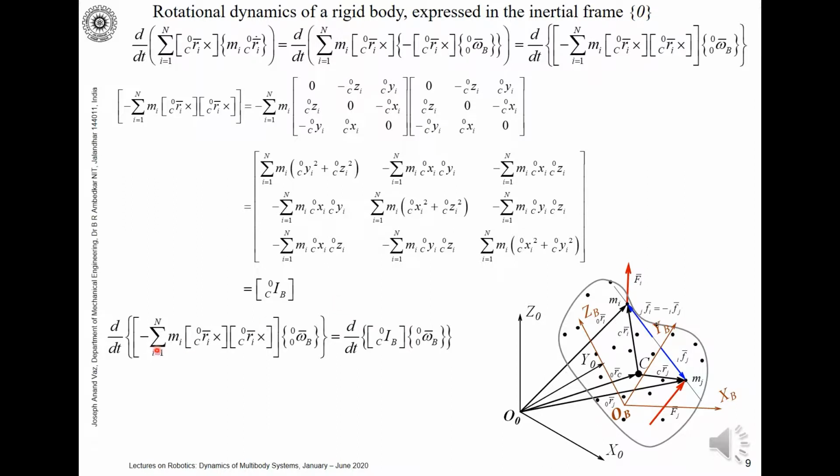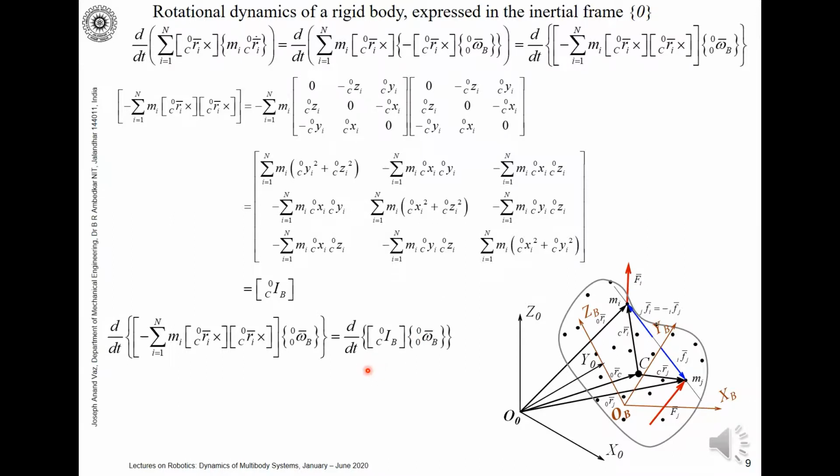So for the rigid body, we can write the left hand side as the rate of change of this particular term here, which occurred here, as equal to the rate of change of the inertia tensor multiplied by the angular velocity of the body with respect to the frame 0 expressed in the frame 0.